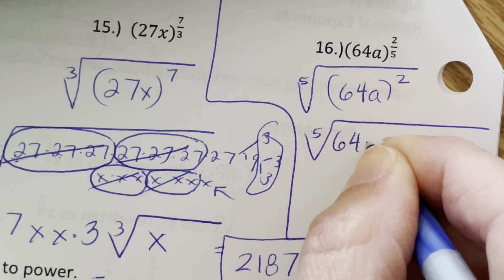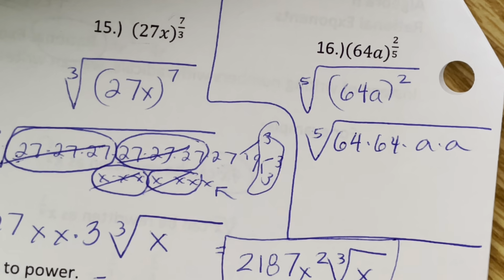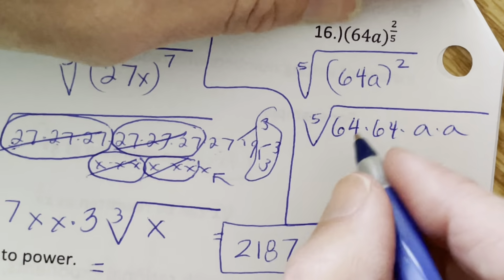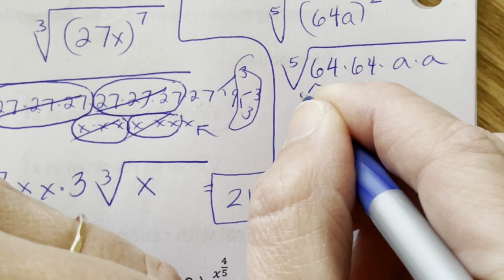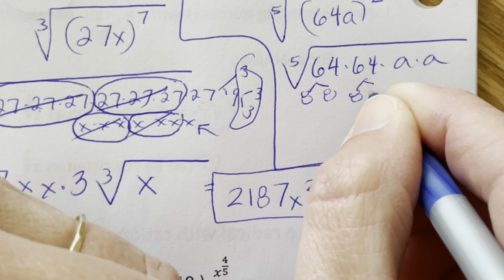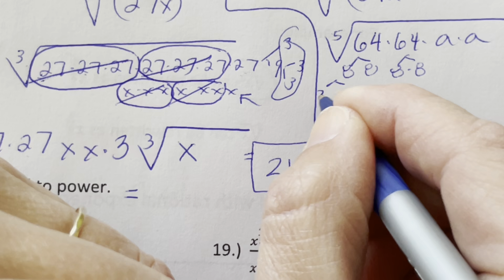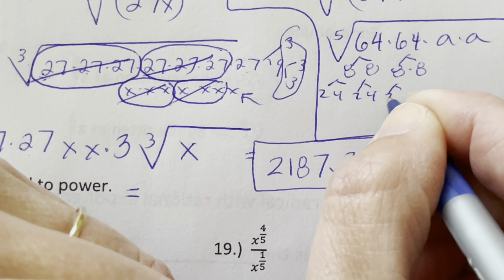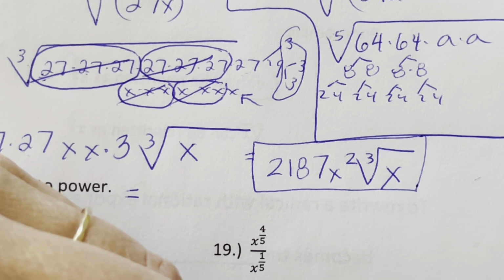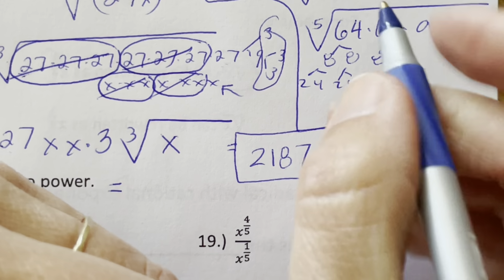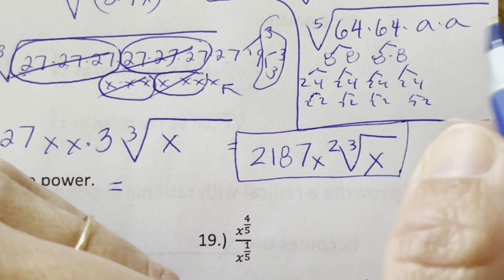I've got 64 times 64 times a times a. I'm looking for groupings of 5, which I don't currently have. But maybe 64 is gonna break down into some stuff that I can take out. So 64, we're gonna have 8 times 8, 8 times 8. I don't have 5 of them, so I'm gonna have to keep going. 2, 4, 2, 4, 2, 4, 2, 4. No groups of 5 yet, but I'm gonna have 2, 2, 2, 2, 2, 2. Oh wow, okay, my writing's really bad here, but I'm gonna have a lot.